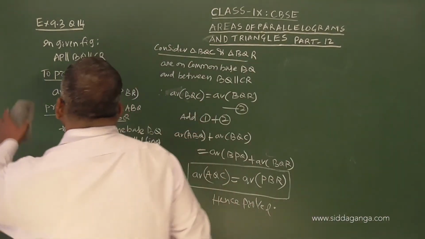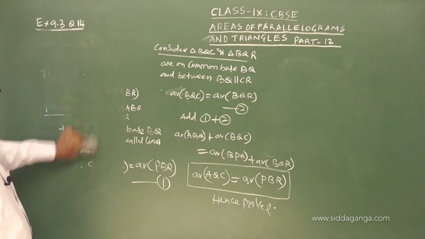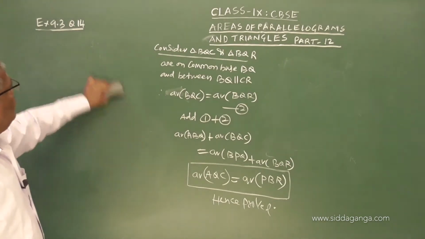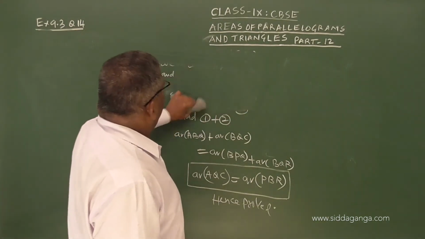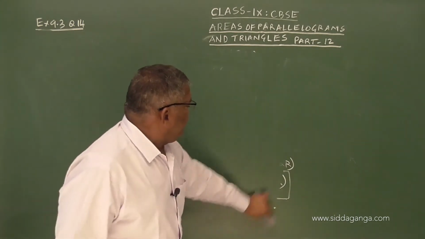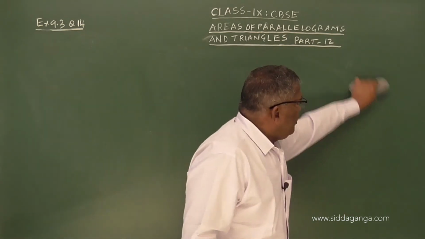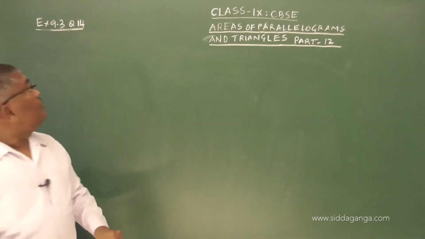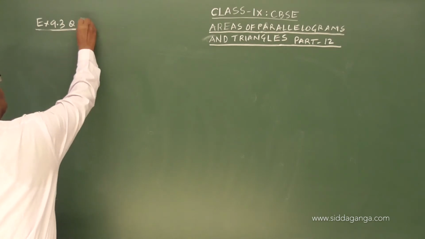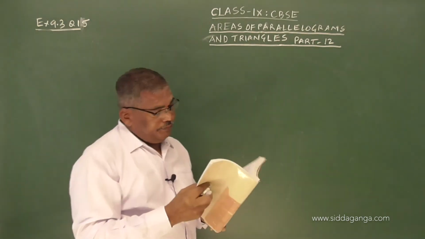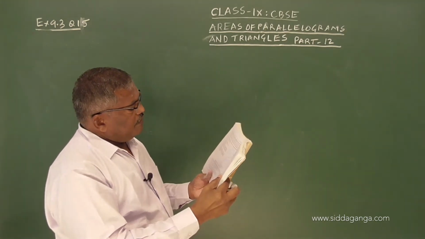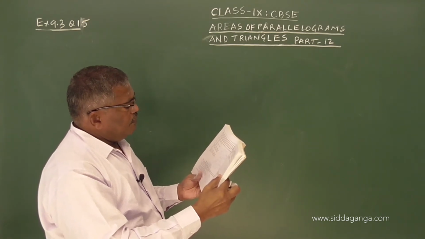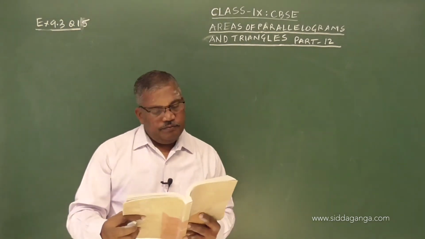Question number 15. Diagonals AC and BD of the quadrilateral ABCD intersect at O in such a way that area AOD equals area BOC. Prove that ABCD is a trapezium.